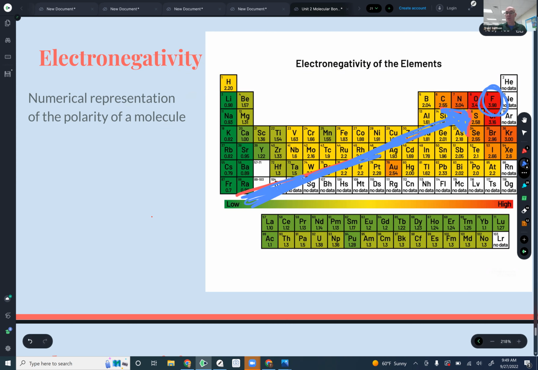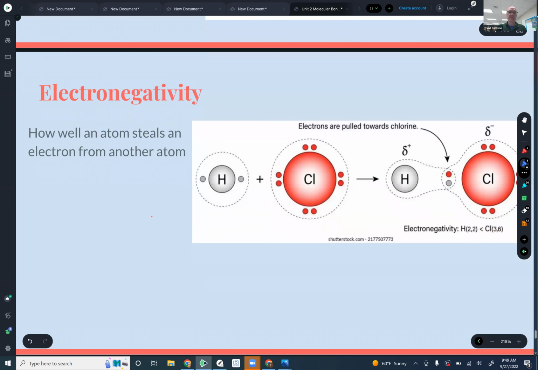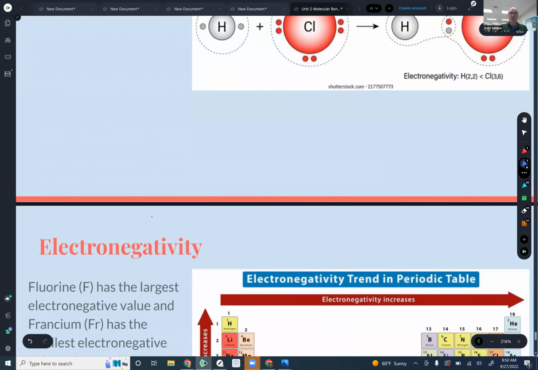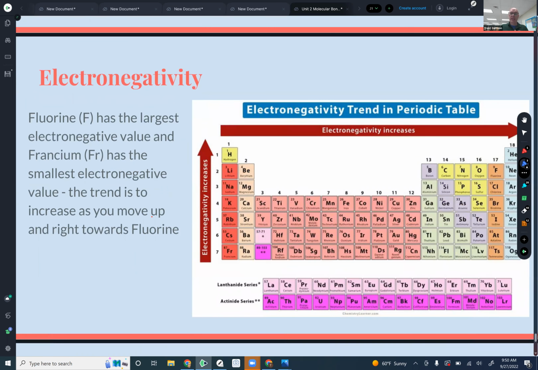So as we move through this detail, electronegativity, here is an image. Chlorine is a bigger atom and it wants the electrons more, so it has a higher electronegativity than does hydrogen. Because of that, we create polarity. So here is that trend again without the values.